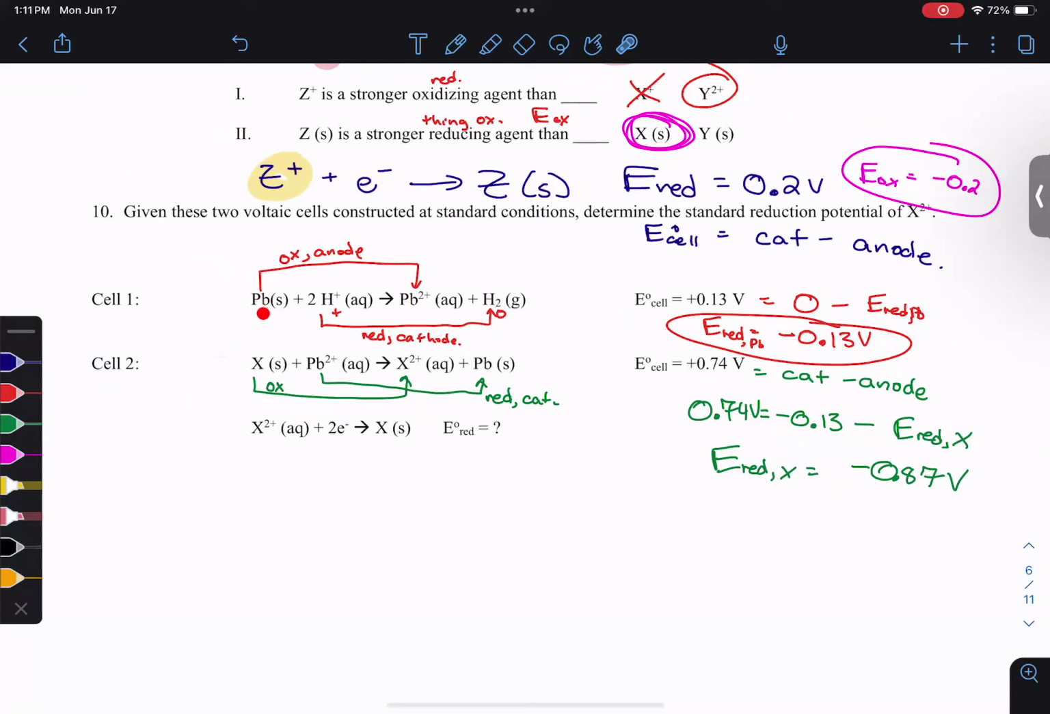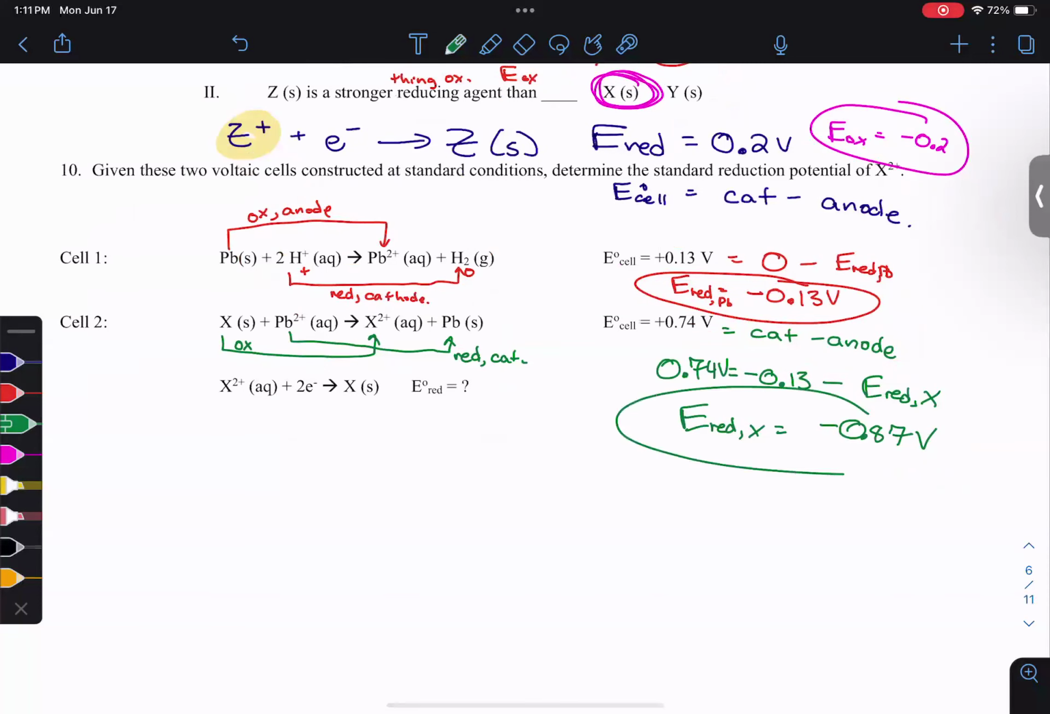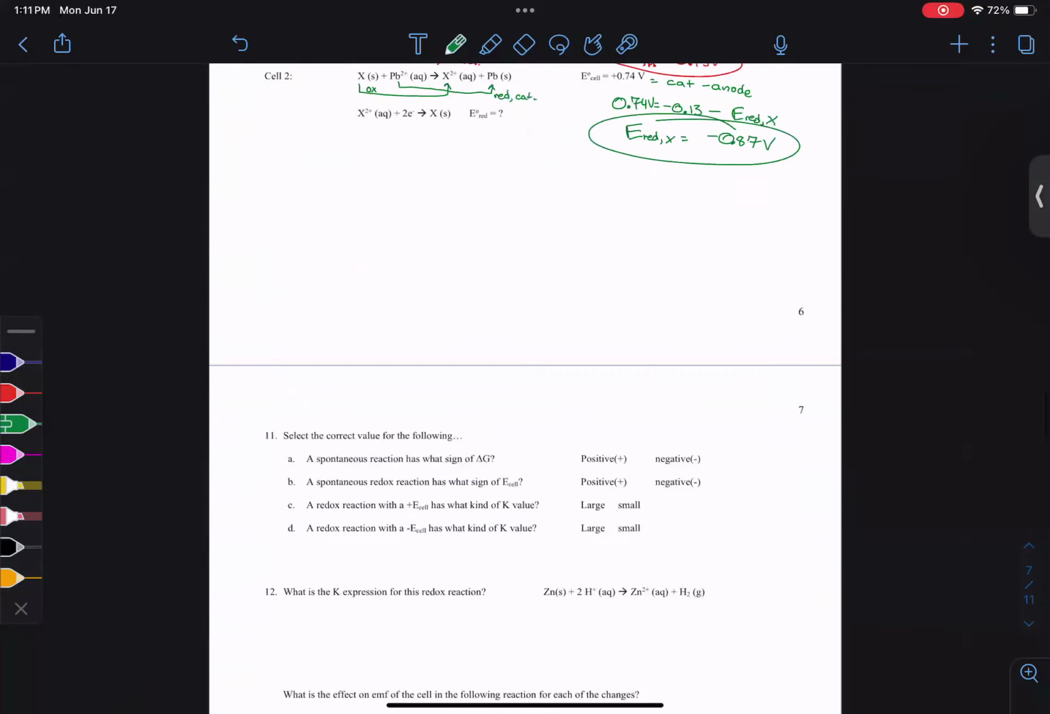Because notice that lead is your anode in the first reaction, but it's your cathode in the second one. But that's fine. It still uses the same reduction potential. Just place it in the right spot. And yeah, so that's the answer then. Okay. Cool. All right. So keep going.